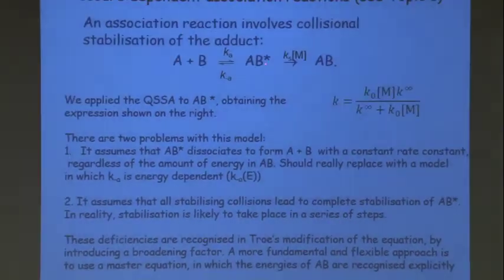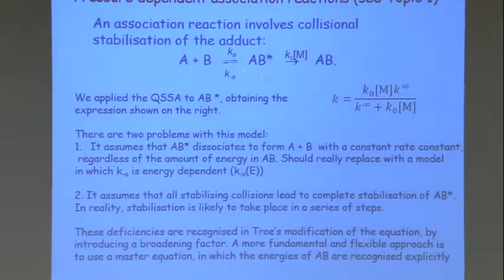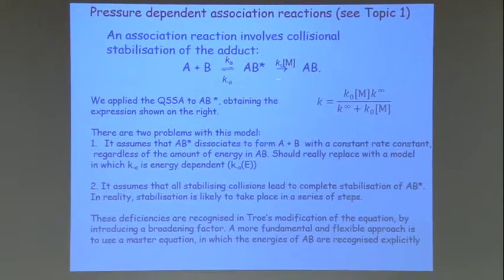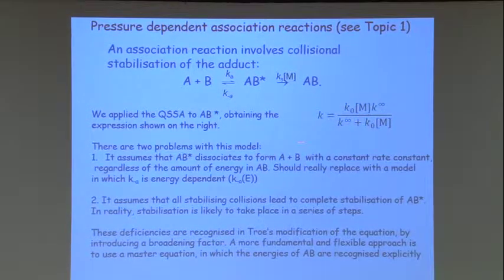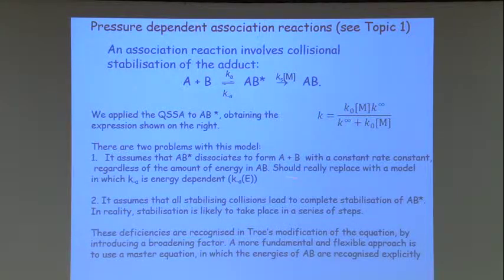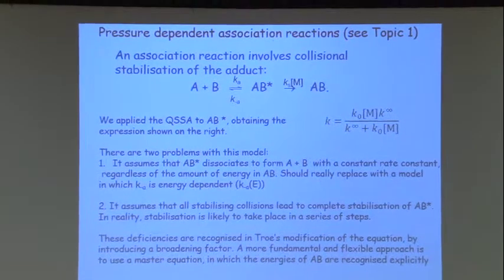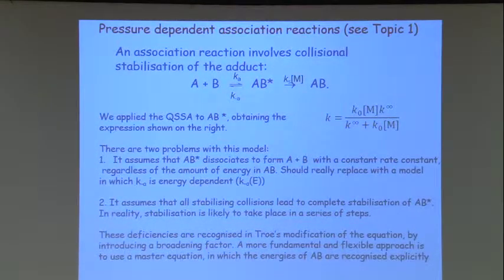Okay, so a reminder of association reactions. So we've talked about this before. We applied the QSSA to this intermediate AB star that can either dissociate back to reactants or be stabilized collisionally. And we got this expression for the overall rate constant. And what we said yesterday, there are two problems with this model. The first is that it assumes that the rate constant for dissociation of AB star is constant, independent of the energy of AB star. And that's clearly not going to be adequate because the more energy you put into a molecule, the more easily it will dissociate.